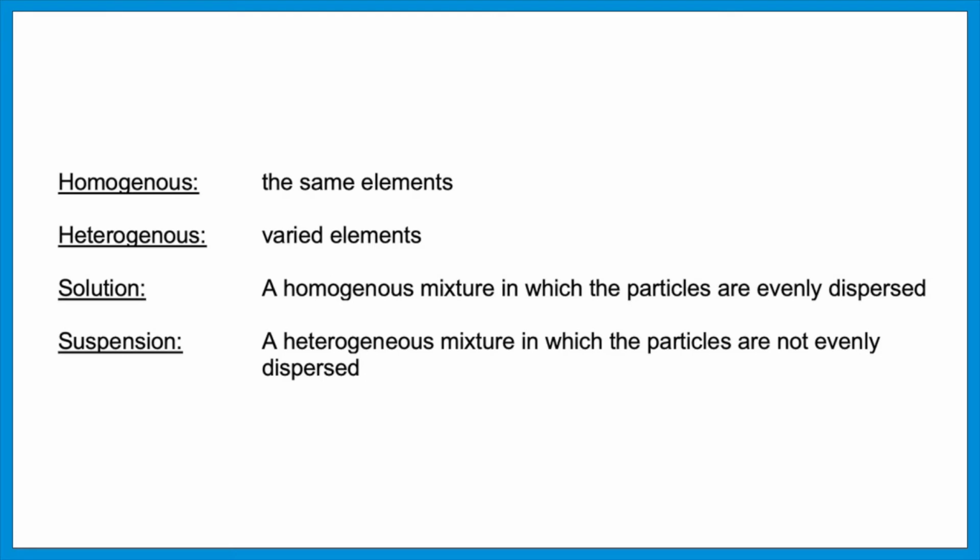Other recent test questions have asked about different types of mixtures. Going back to the roots we saw before, a 2019 question wanted you to know that a homogeneous mixture would contain the same elements, while a heterogeneous mixture would contain varied elements. Again, homo meaning same, hetero, different.